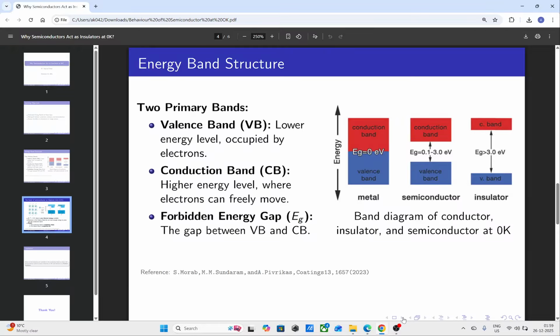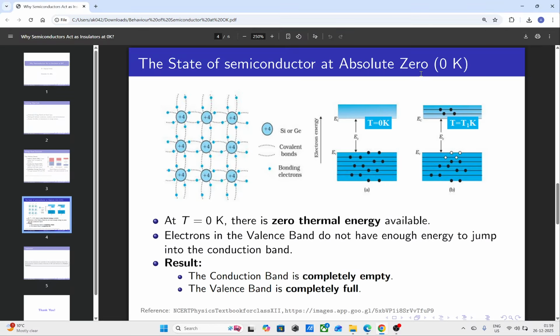So let's talk about the state of a semiconductor at 0 Kelvin. We are considering the example of silicon or germanium. Silicon has 4 electrons in its outermost orbit, so it gets bonded with neighboring silicon atoms as shown in the figure to complete its octet. It means each electron is bonded with the neighboring electron of the neighboring silicon atom.